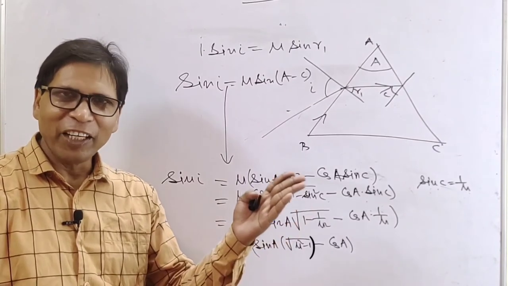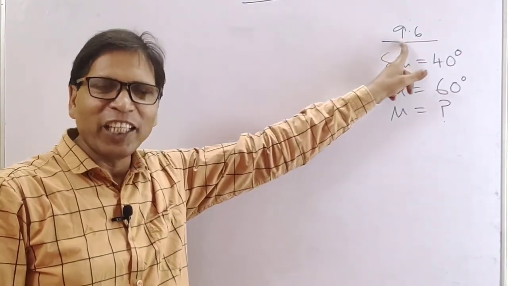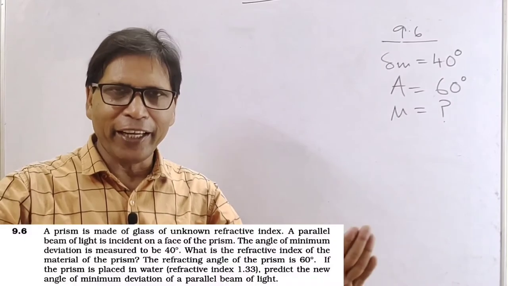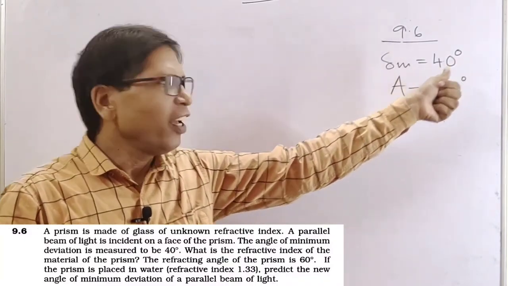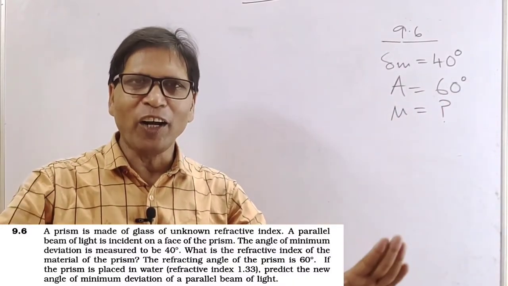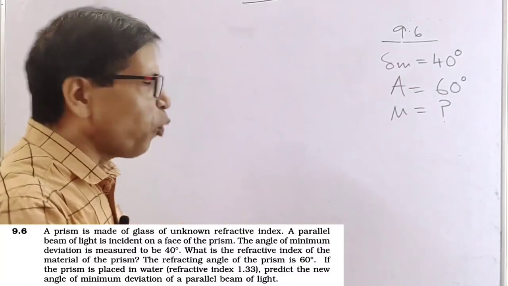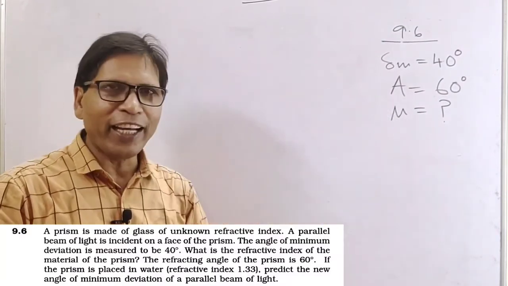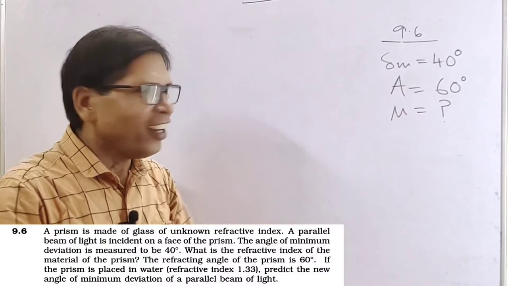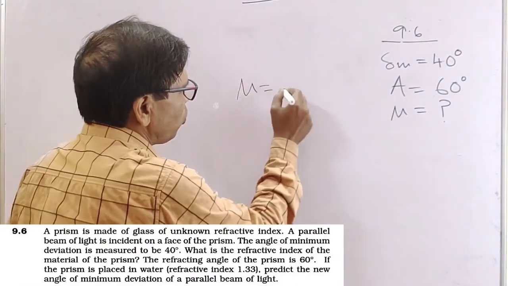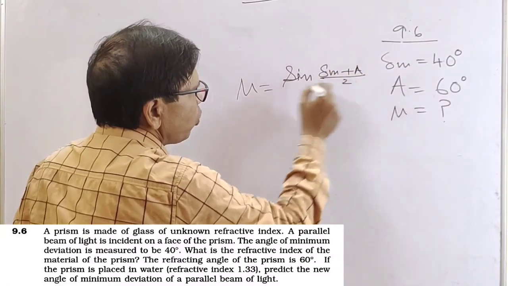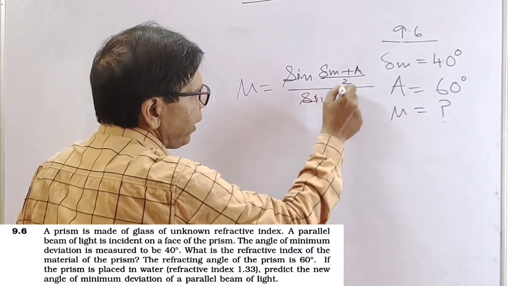So the limiting value of I is obtained from this relation. Now a numerical, NCERT numerical 9.6. The minimum deviation of a ray in a prism is 40 degree and refracting angle is 60 degree. We have to calculate the RI of the material of the prism. What is the relation among delta m, A and mu? The relation is mu equals sine of (delta m plus A) divided by 2, whole divided by sine A by 2.